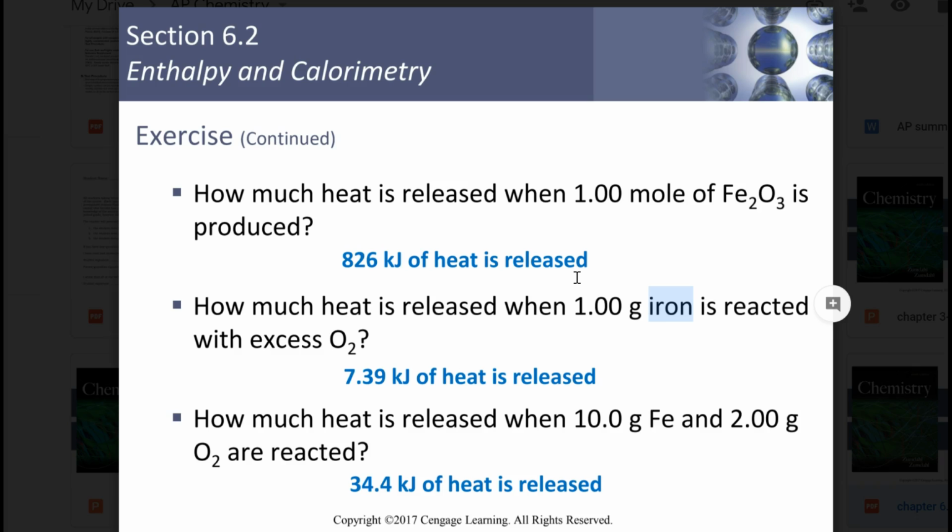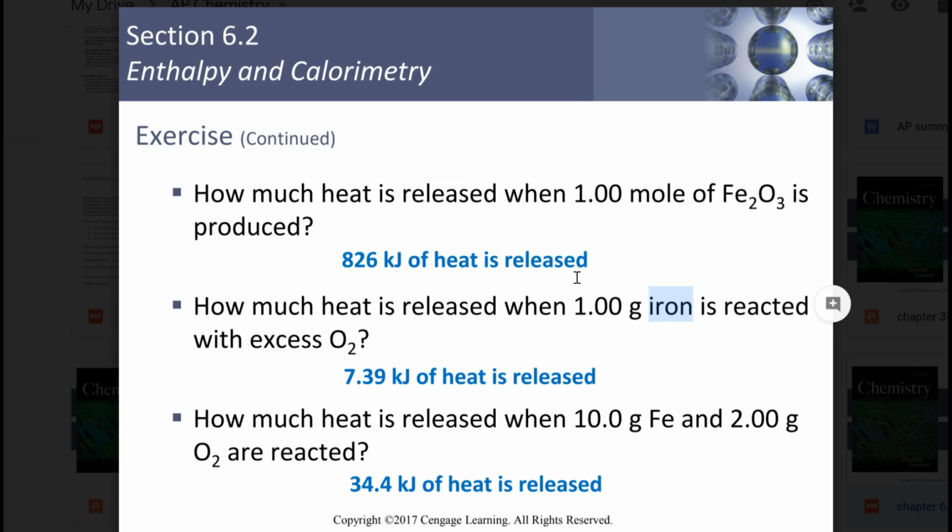How much heat is released if you have 1 gram of iron? Not 1 mole, 1 gram. So what would I do? Would you convert it to moles? I can first get the molar enthalpy of iron. If I do 1652 divided by 4, that gives me per mole of iron. Then I determine how many moles 1 gram is: 1 gram divided by 55.85. And then you get only about 7.39, which makes sense.